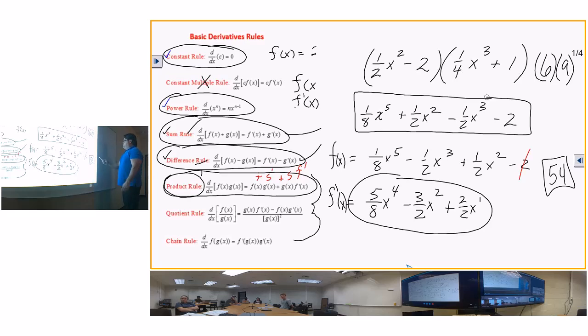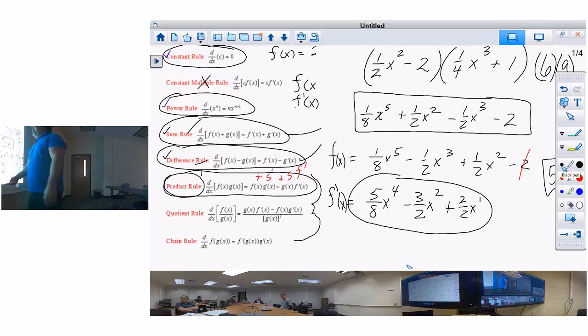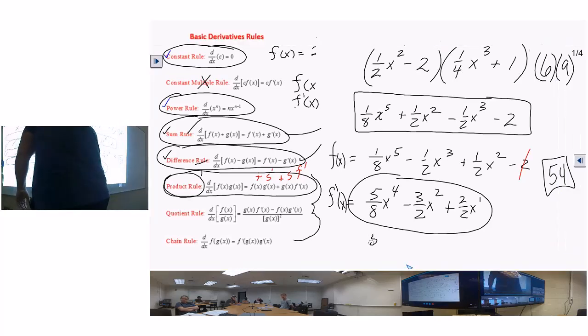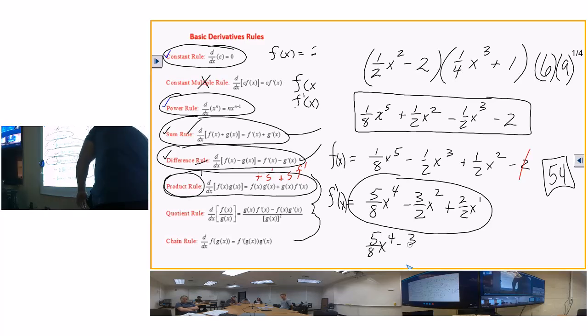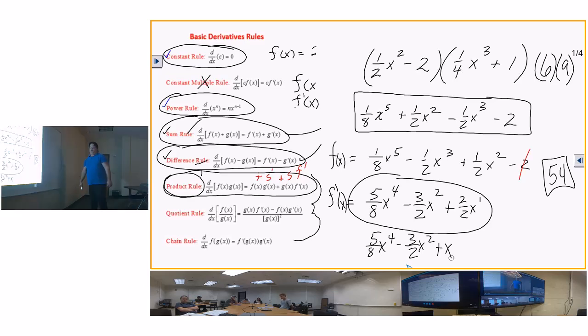Wait, can we just write x though for the 2 over 2? Say again? Just write 1 x, yeah. The final answer would be 5/8 x to the 4th minus 3/2 x squared plus x. That would be your final answer.